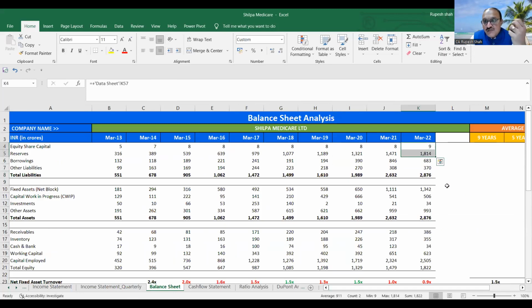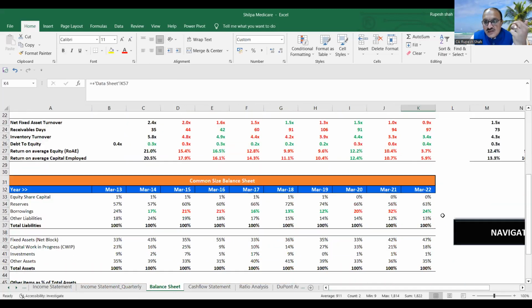But what is the good side of it, right? Let us look at the 63% is promoter and shareholders' money. It's a good sign.